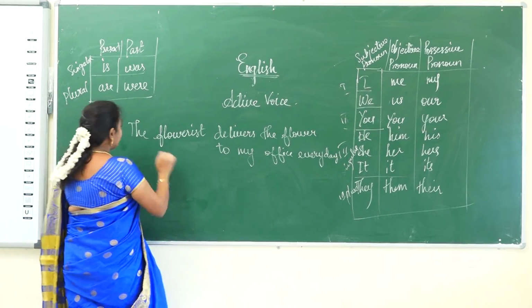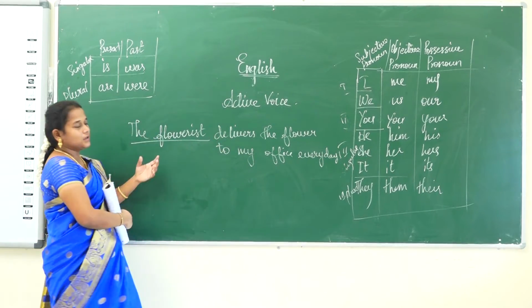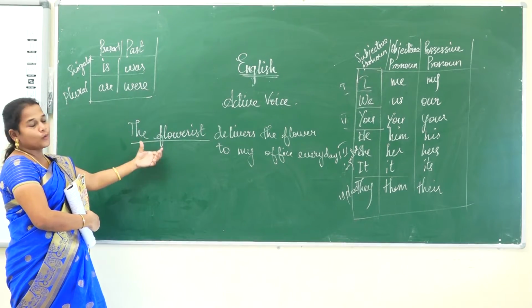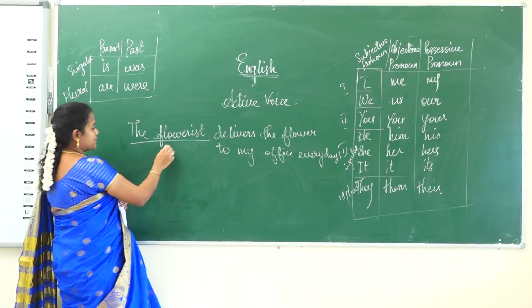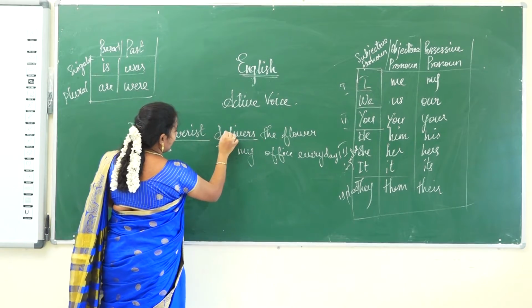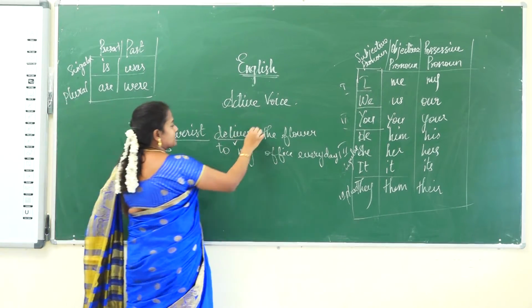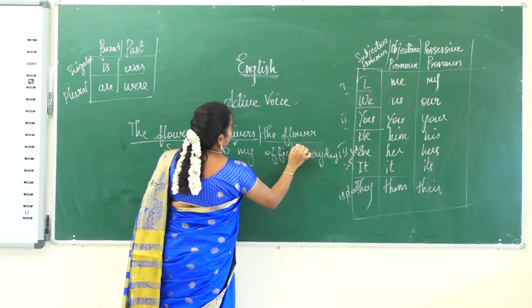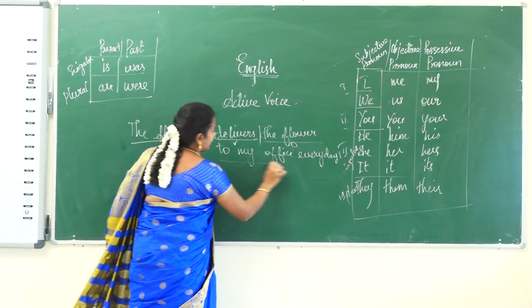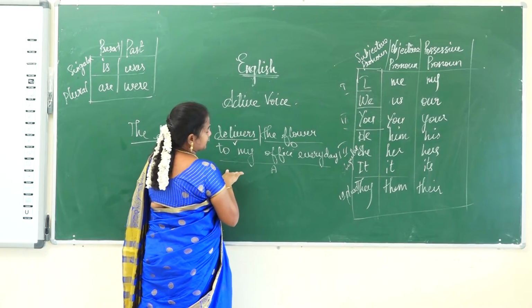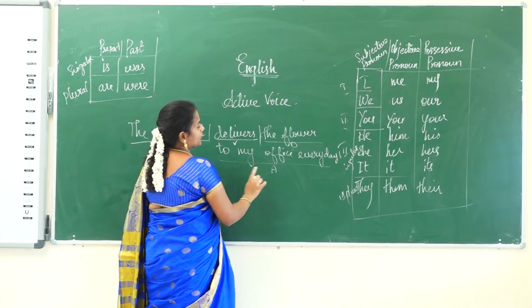See here, the florist, who is doing the action? The florist. So, she is a doer, she is considered as a subject. Delivers, what is the action that takes place? Delivering. So, it is a verb. The flower, it is a object. Okay. To my office every day, it is the adjunct, where she is delivering to the office. So, it is the adjunct.